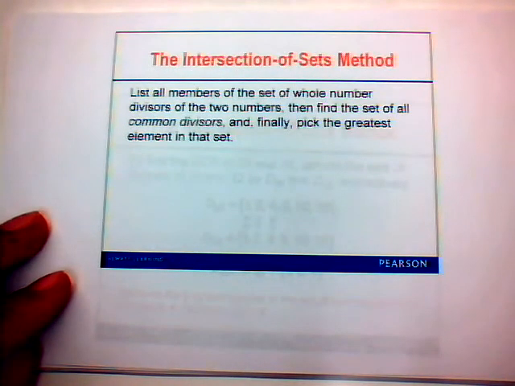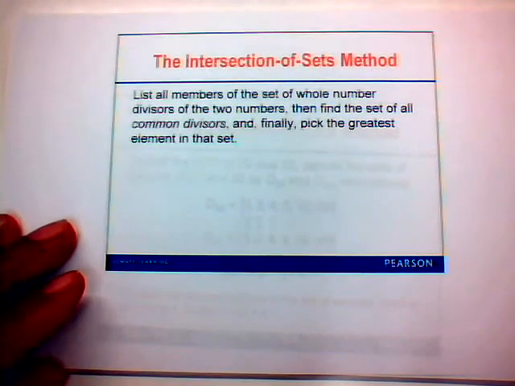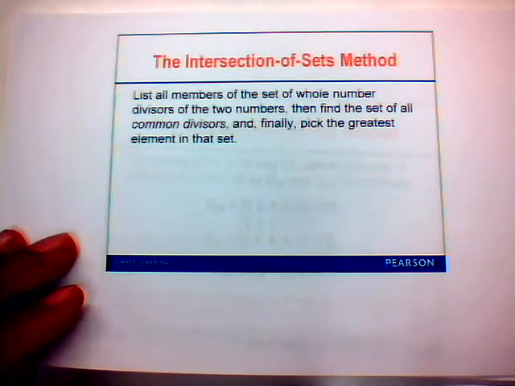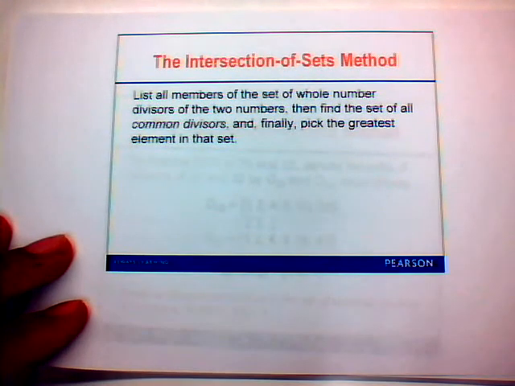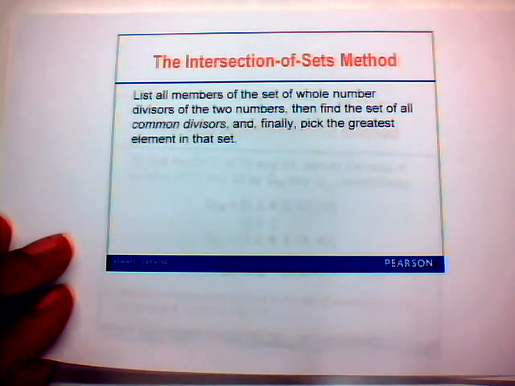Another method of finding the greatest common divisor would be the intersection of sets method. Here we can list all members of the set of whole number divisors of the 2 numbers, then find the set of all common divisors, and finally pick the greatest element in that set.